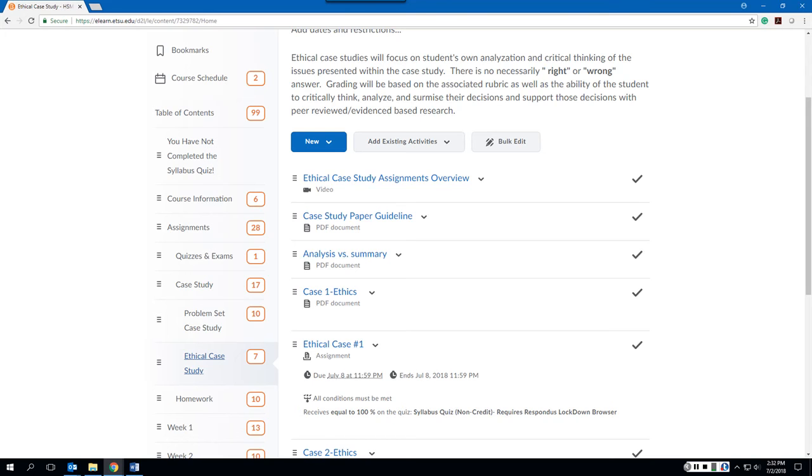So if you're using sources, which I do highly recommend, make sure that you are citing them appropriately. All the criteria is listed here for the case study paper guideline. And then again, you'll just need to complete ethical case study number 1 for this week. So chapter 9 quiz, ethical case study number 1.